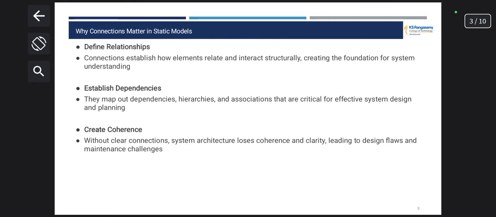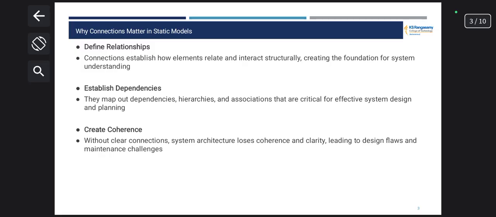The next one is connections, which are the backbone of static models. Why? Because without connections, the system is just isolated elements. Connections define how elements relate and interact, their dependency and hierarchy, and they bring coherence and clarity in design.